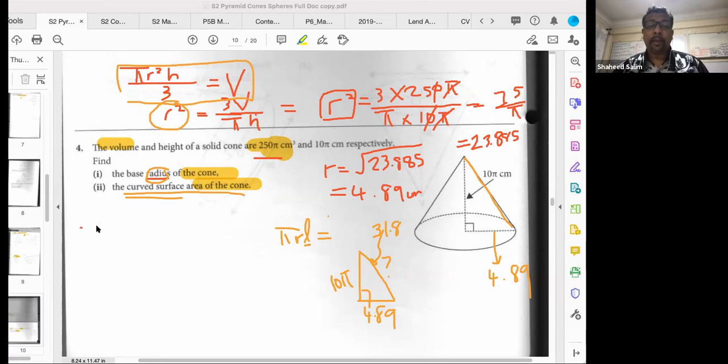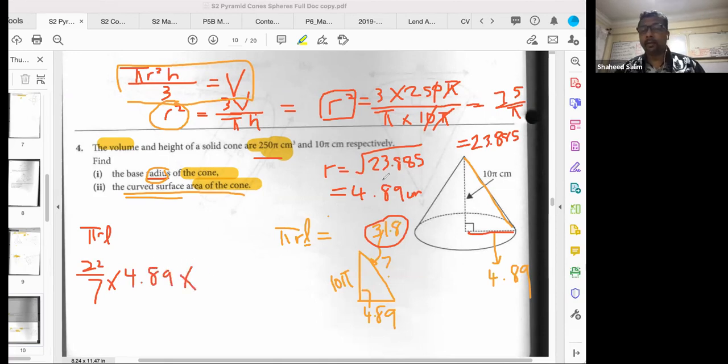But anyway, now pi r l. So we found that the curved surface is 31.8. So pi, 22/7, times radius, which is 4.89, and then times the slanted height, which is 31.8. Once you do that, you'll get the answer as roughly 488. That's all. 488 square cm. Okay, I hope it's okay.